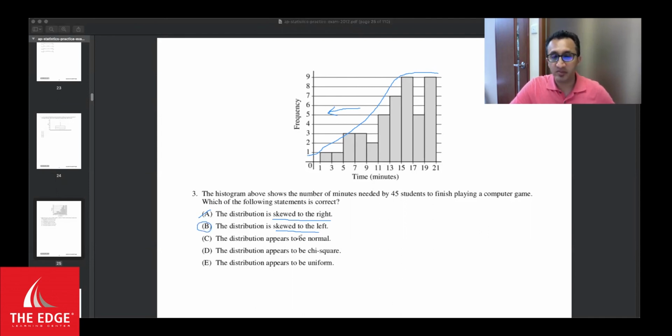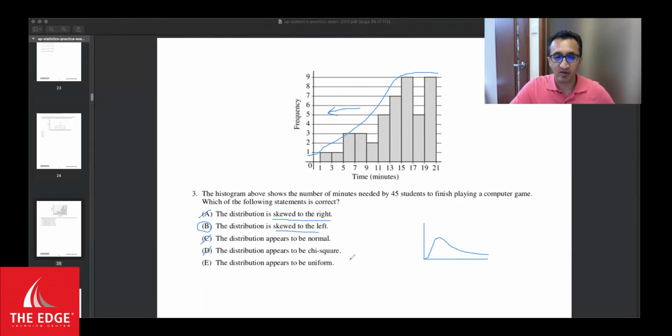The distribution appears to be normal. Obviously, it's not normal, right? You can see that it's skewed, it's heavily skewed. Appears to be chi-square, answer choice D. It is not chi-square. If you recall, chi-square has another tail, right? Chi-square looks something like this. Now, obviously, this stops up here. So this is not chi-square. That's wrong as well. And then the last one says the distribution appears to be uniform.